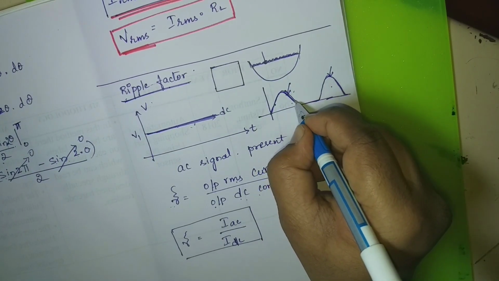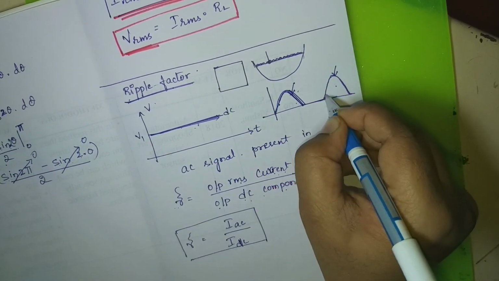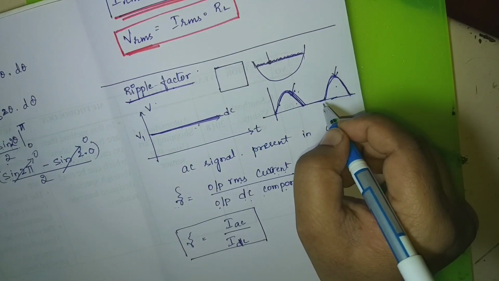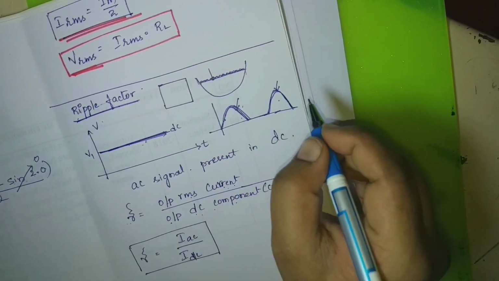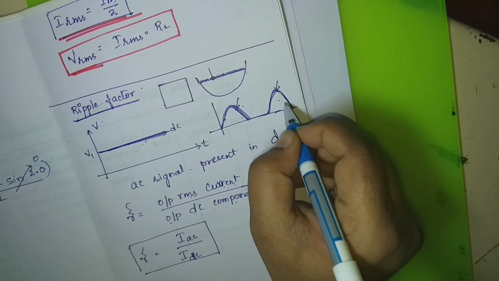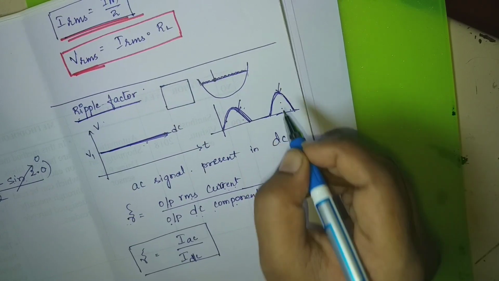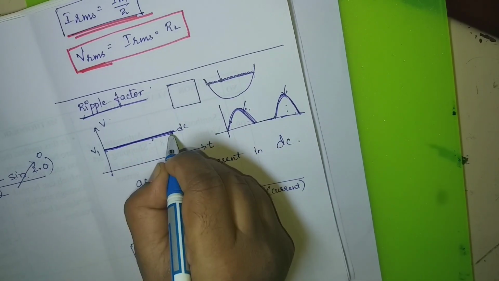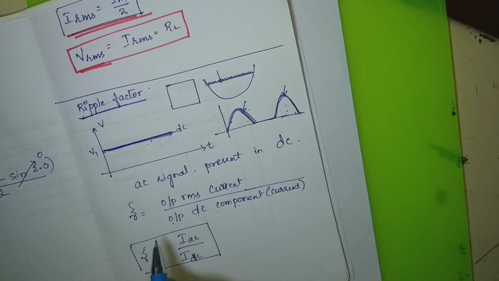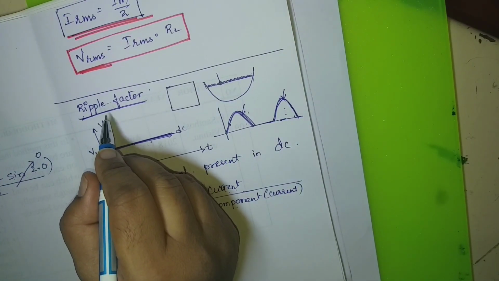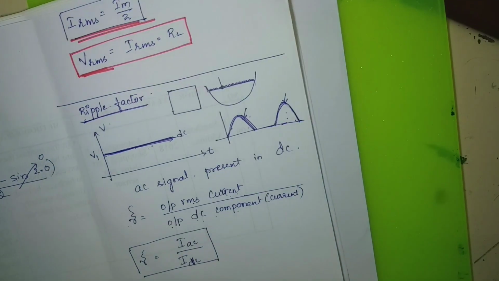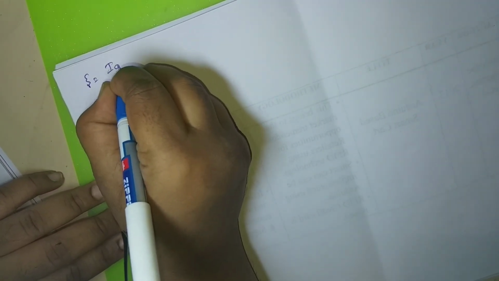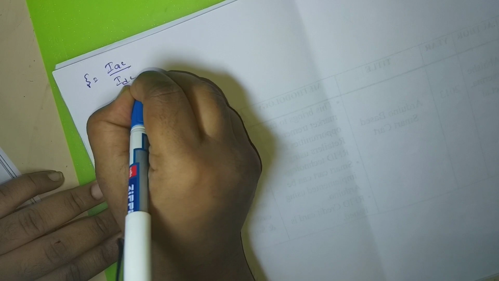So this is the definition of ripple factor. This is the AC component. The varying component is always the AC component. The presence of the varying component, that is the AC component, in the DC signal is called ripple factor, defined as IAC by IDC.